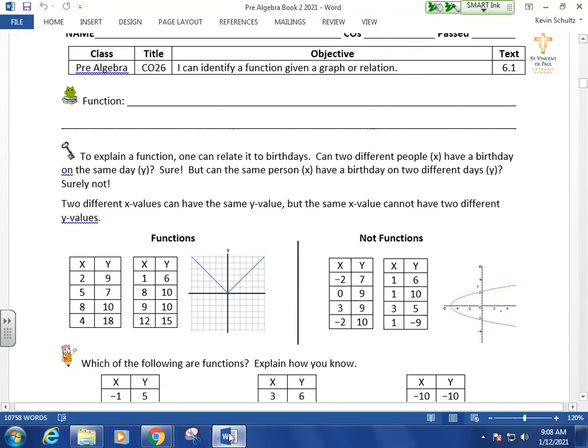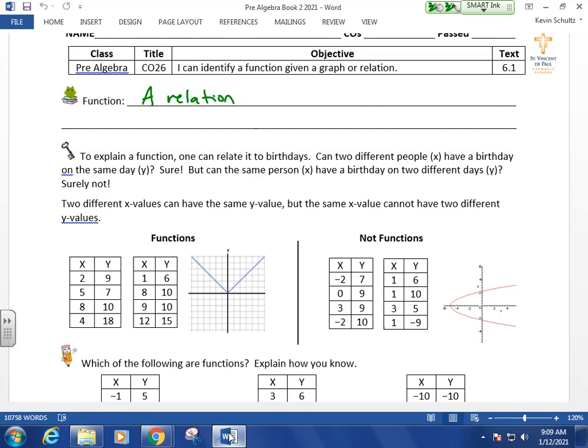Hello and good day. In pre-algebra, we're covering CO26, identifying what is a function. We've talked about domain and range of functions, and now we're just going to kind of name it and visualize it. So a function is a relation, and that's a word that we first saw in PO24.